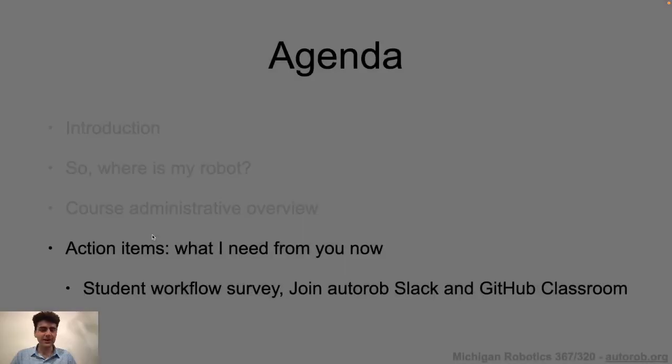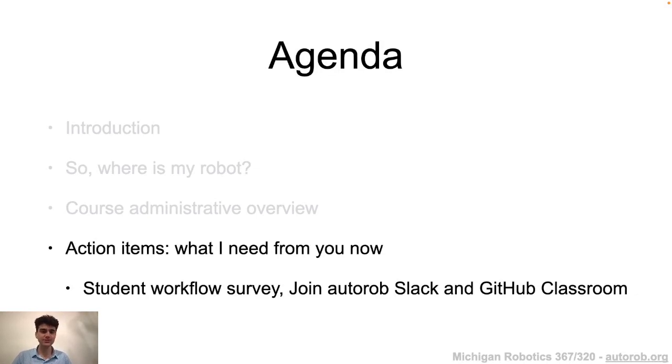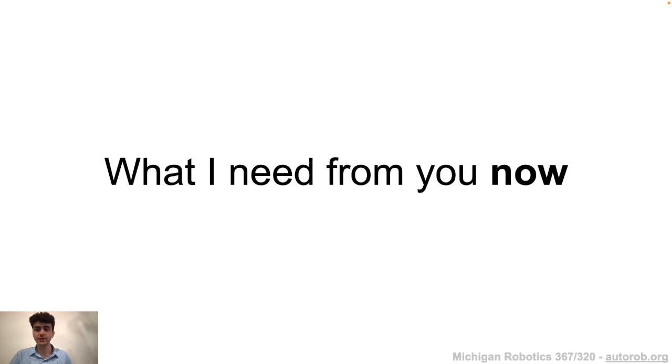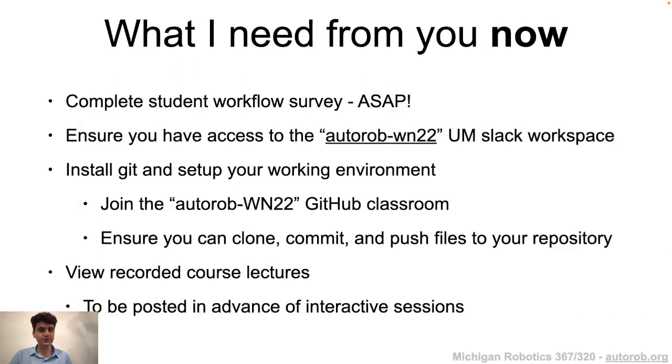Okay, so that covers the course administration. The final topic for today's lecture is a set of action items that we as the course staff need from you. There are three main ones: the student workflow survey, making sure you have access to our Slack channel, and joining our GitHub classroom. We'll walk through each of these. The first thing is to make sure you complete that student workflow survey as quickly as possible.